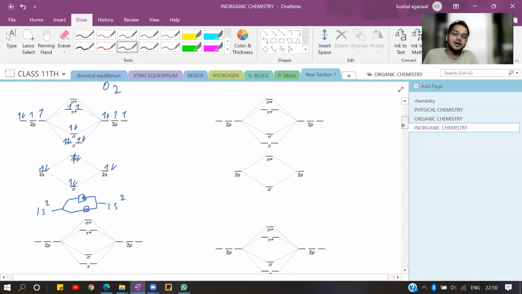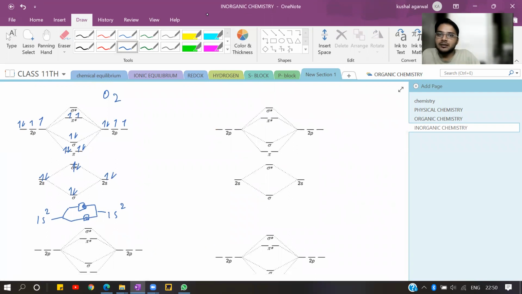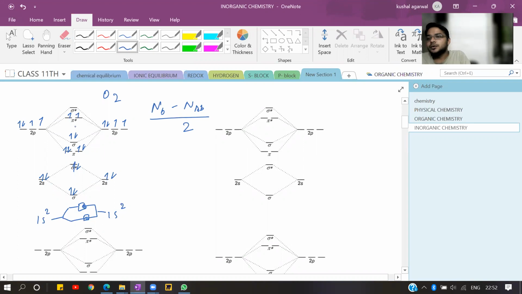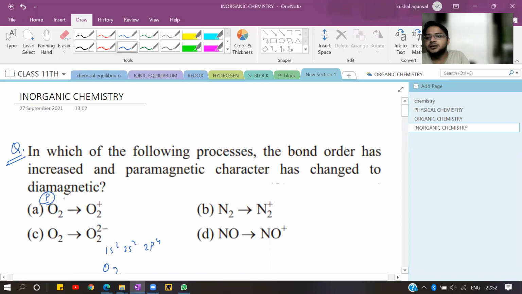And what is bond order? How to calculate the bond order? Bond order can be calculated by just subtracting the number of electrons present in anti-bonding orbitals from the number of electrons present in bonding orbitals, divided by 2. The electrons in 1s2, 2s2 will get cancelled, so there is no meaning of counting them. So you have to subtract bonding and anti-bonding here. In the bonding orbitals there are 6 electrons and in the anti-bonding there are 2. Divided by 2 you will get 2. So for O2 the bond order is 2.